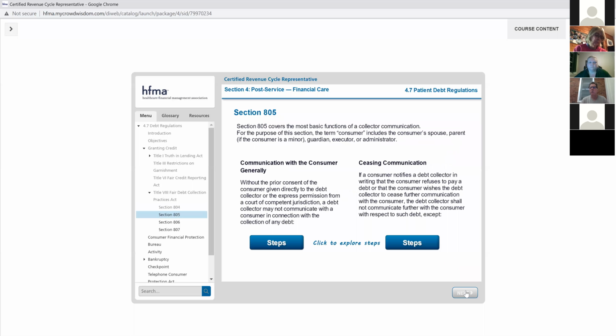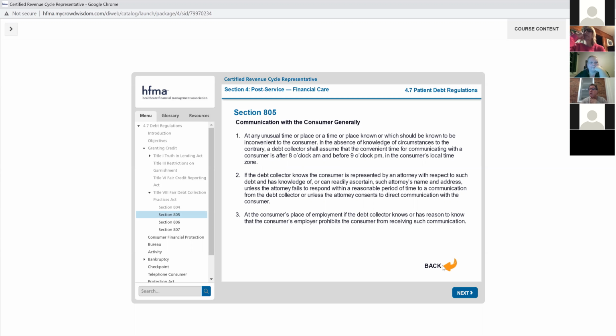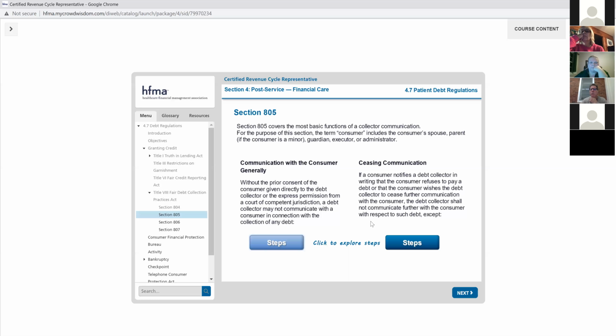805 again talks about basic functions of collector communication. When you're dealing with the consumer, certain steps that you can take. You cannot communicate at any unusual time or place known, or which should be known, to be inconvenient to the consumer. If the consumer is represented by an attorney, you have to speak to the attorney. You cannot call the consumer's place of employment if you know specifically that they cannot receive calls there. And you have to cease communication under certain situations, when the debt collector's further efforts are being terminated, or to notify the consumer that the creditor may invoke specific remedies and intends to invoke them, where applicable.